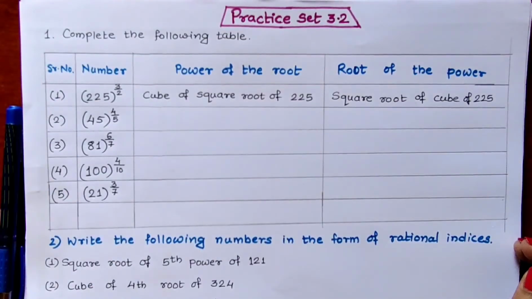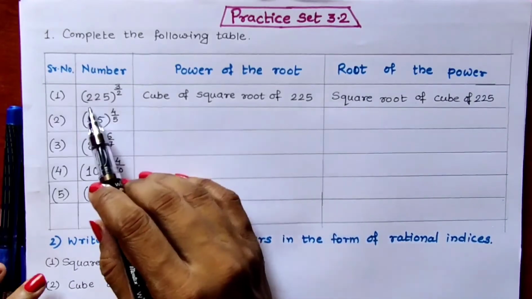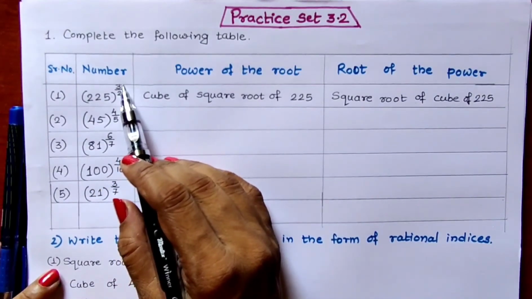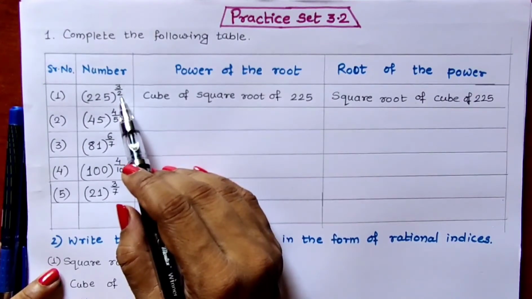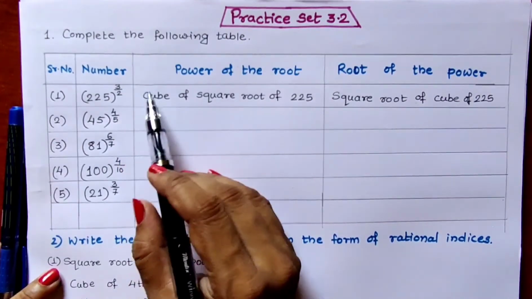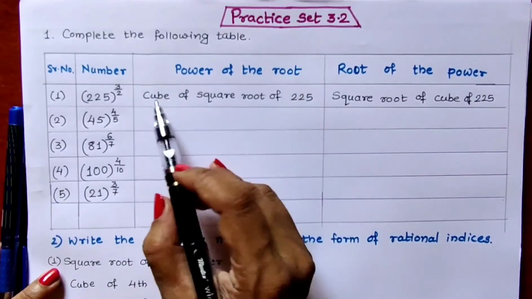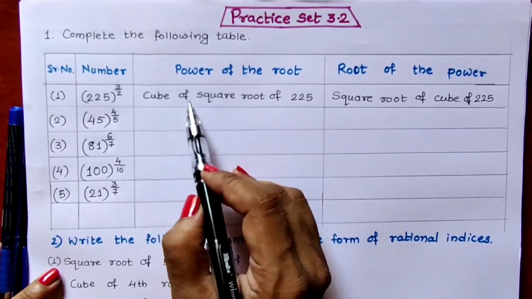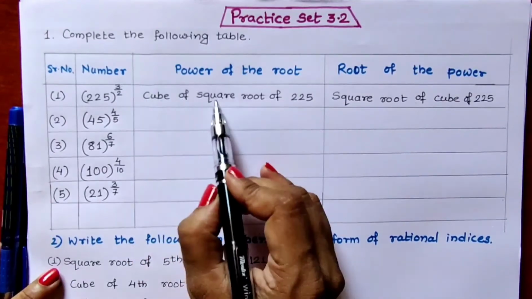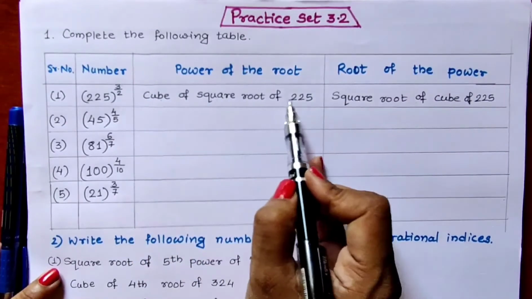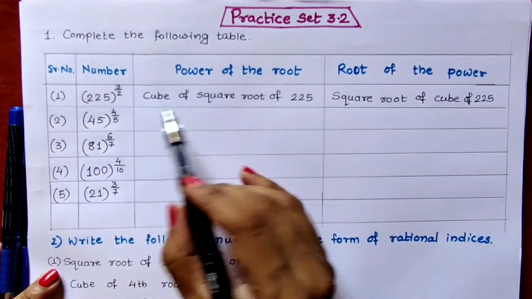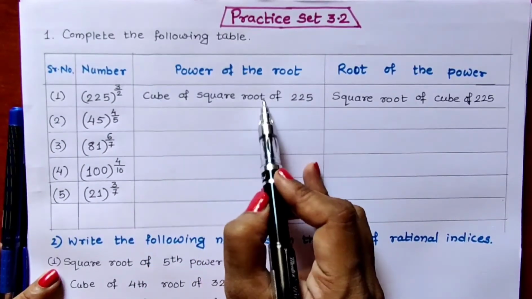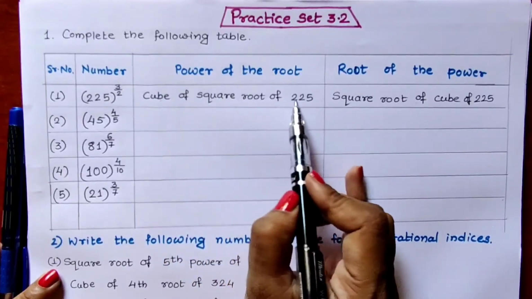The first answer is given to us. First it is 225 raised to 3 upon 2. 3 in the numerator means it is power, and 2 in the denominator means it is root. So power of root is written as 3 in the numerator, that means cube, and 2 in the denominator means square root, of base 225. So it can be written as cube of square root of 225.